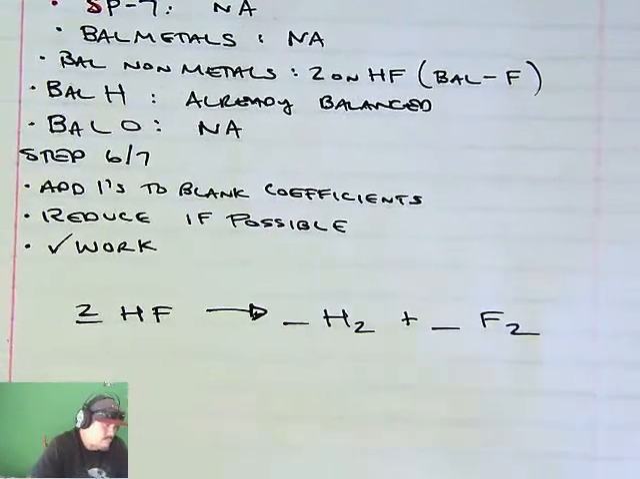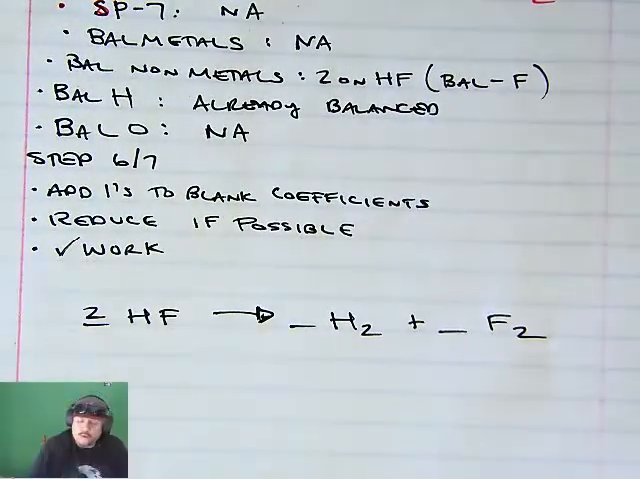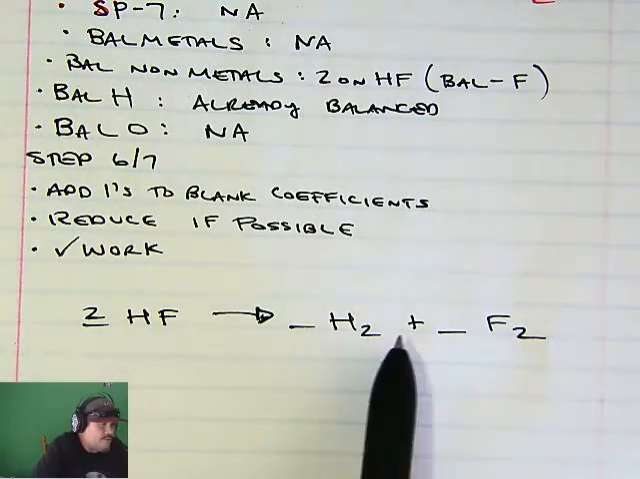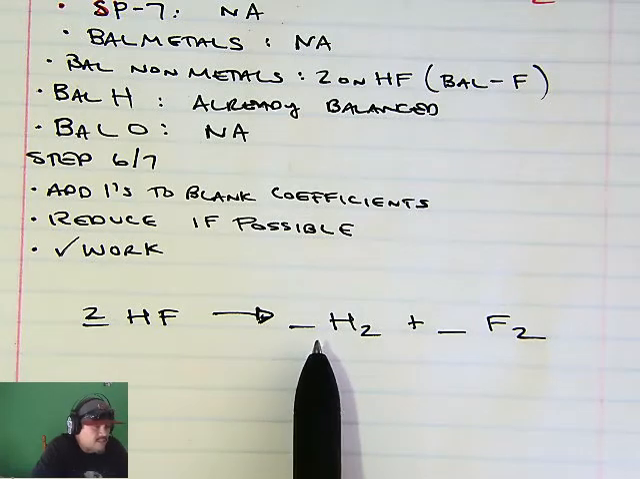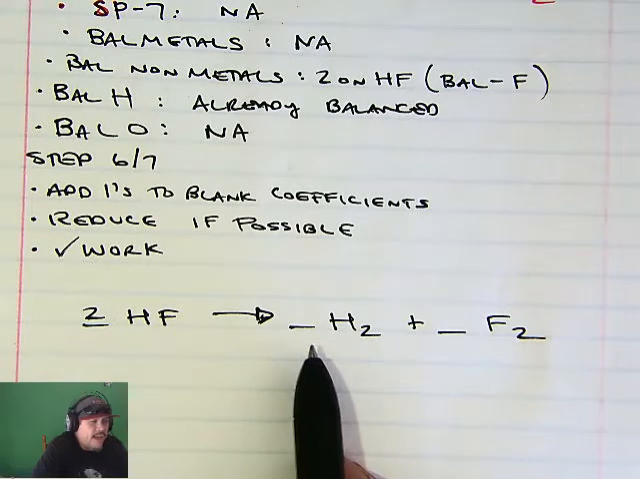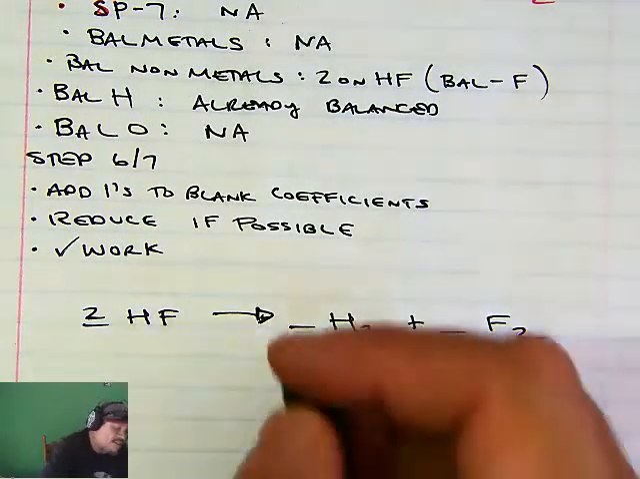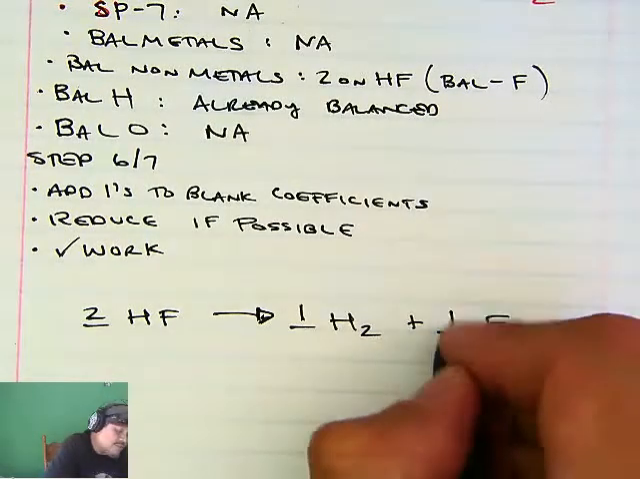Okay, so here's what step 6, 7 does. Step 6, 7 says add ones to blank coefficients. These are the blank coefficients right here. There's nothing in there. Yes, it's assumed to be 1 since it's blank, but because this section has to do with balancing, I need you to prove to me you know it's 1. So I need you to fill it in. I need you to write those 1s in.